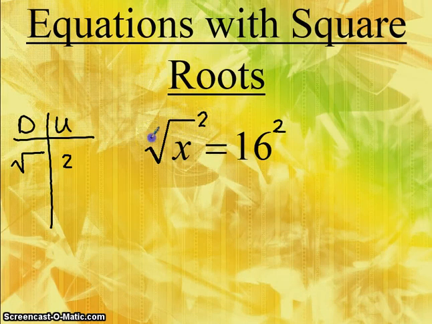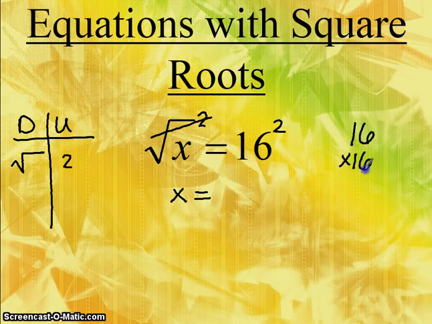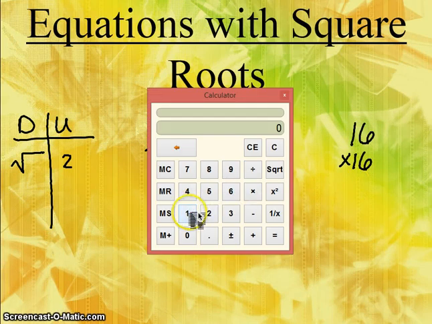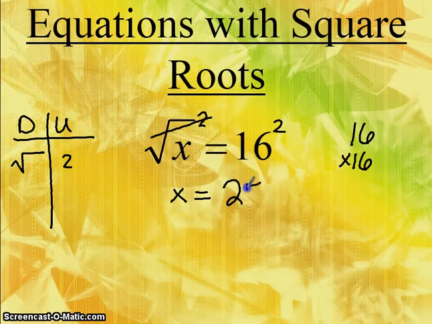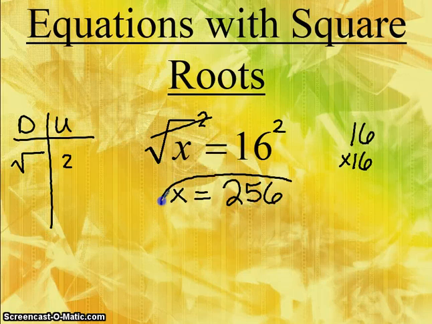A square and a square root eliminate, and we get x equals 16 squared, or 16 times 16. For time's sake, I'm going to show you on the calculator that 16 times 16 is 256. So x is equal to 256. And if you multiply that out, you get the same thing.